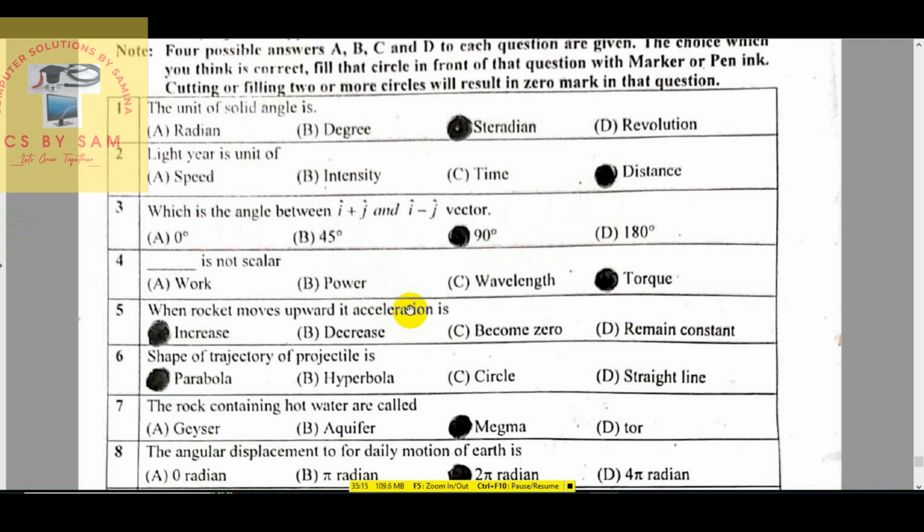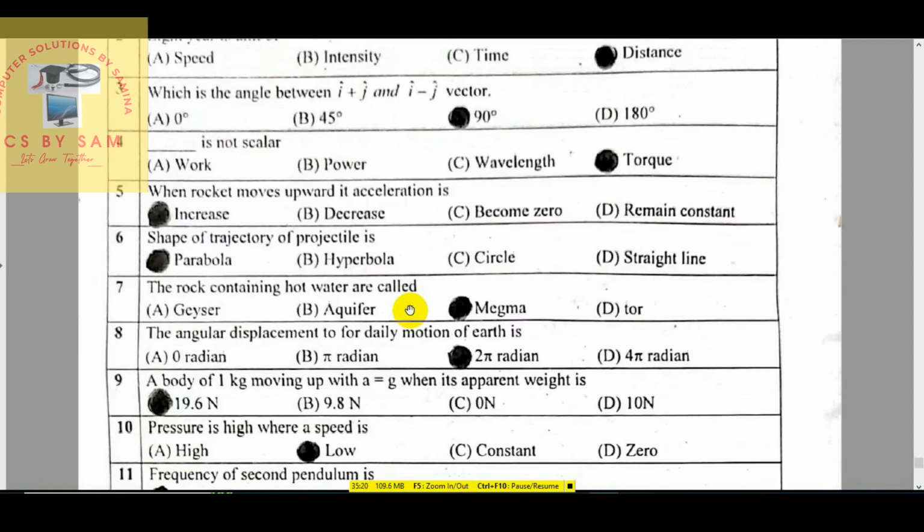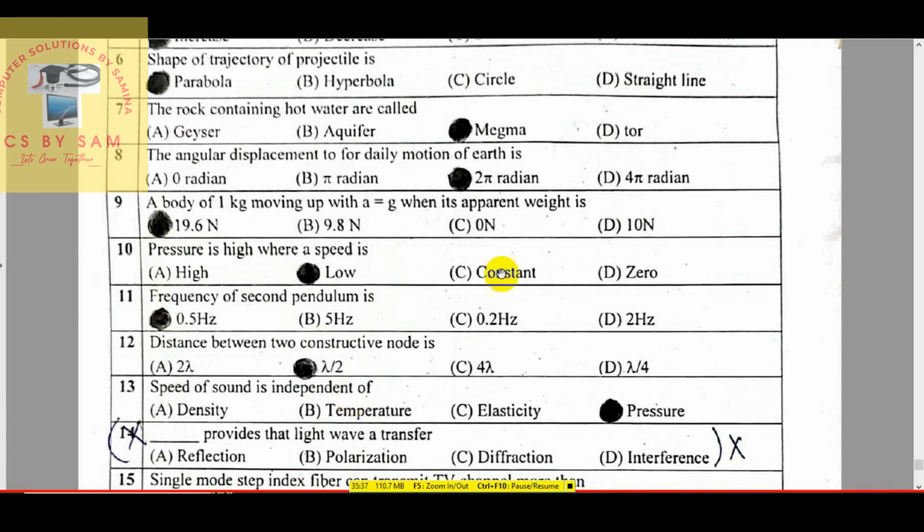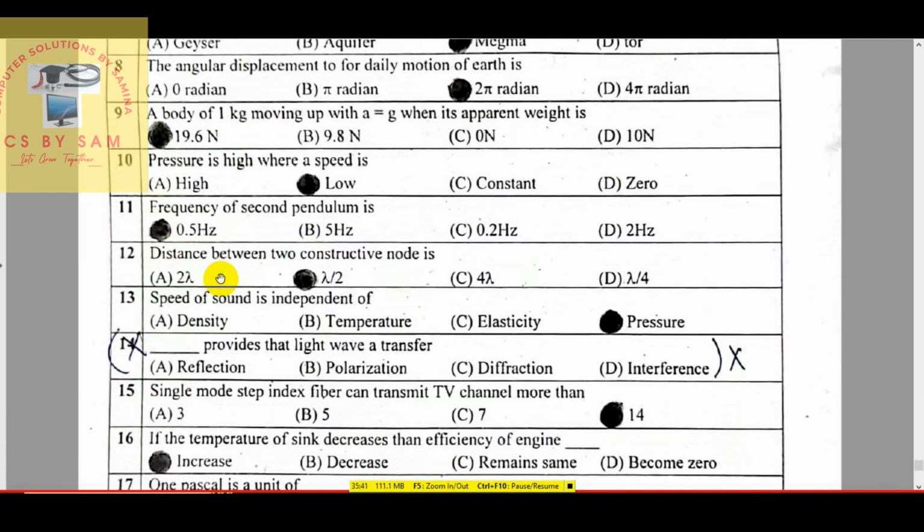Dash is not scalar. Torque. When rocket moves upward, its acceleration increases. Shape of trajectory of projectile is parabola. The rock containing hot water are called magma. The angular displacement for daily motion of Earth is 2 pi radian. A body of 1 kilogram moving with a is equal to g when its apparent weight is 19.6 Newton.